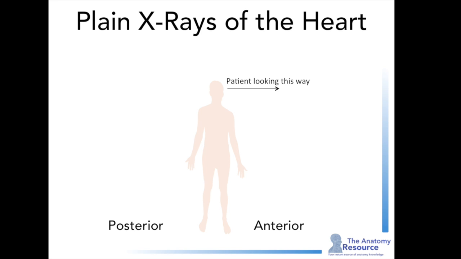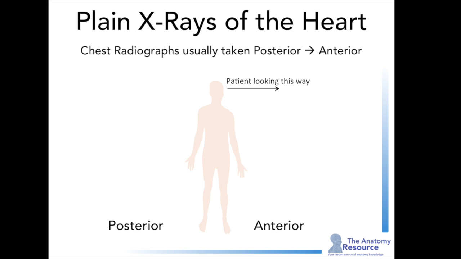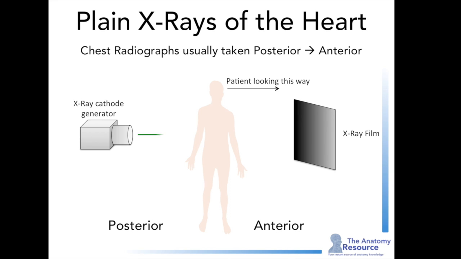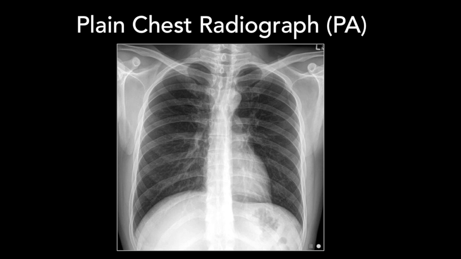Now, the majority of chest radiographs are usually taken from posterior to anterior, what we call PA, rather than AP, which means that the X-ray generating source, the X-ray cathode, is situated behind the patient. On this particular slide, patient's looking towards the right-hand side. X-rays are fired from the patient's back to an X-ray film at the front. The X-rays are fired through the patient from back to front. Why do we do that? The reason that we do that is because we get an image that looks like this. Everything is in the right proportions.